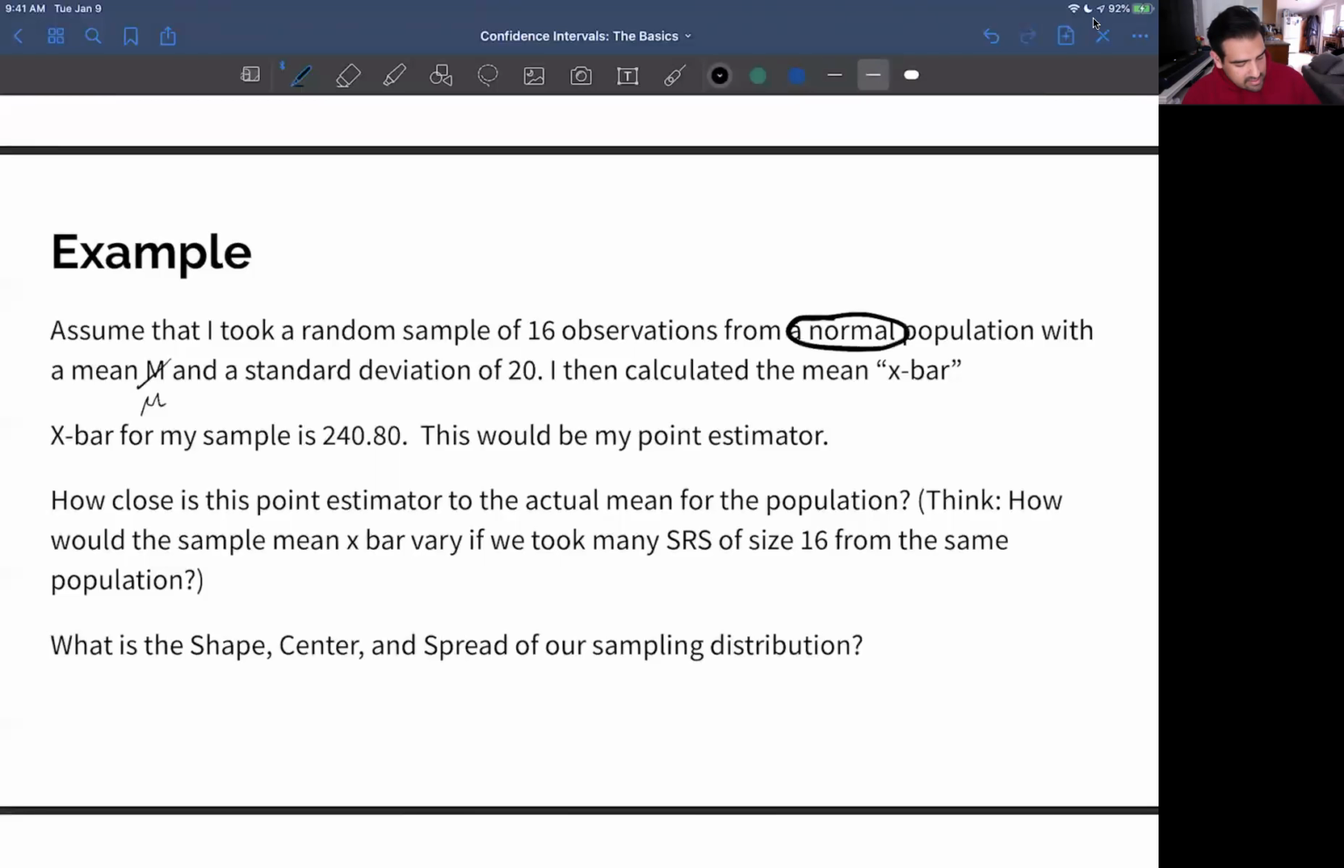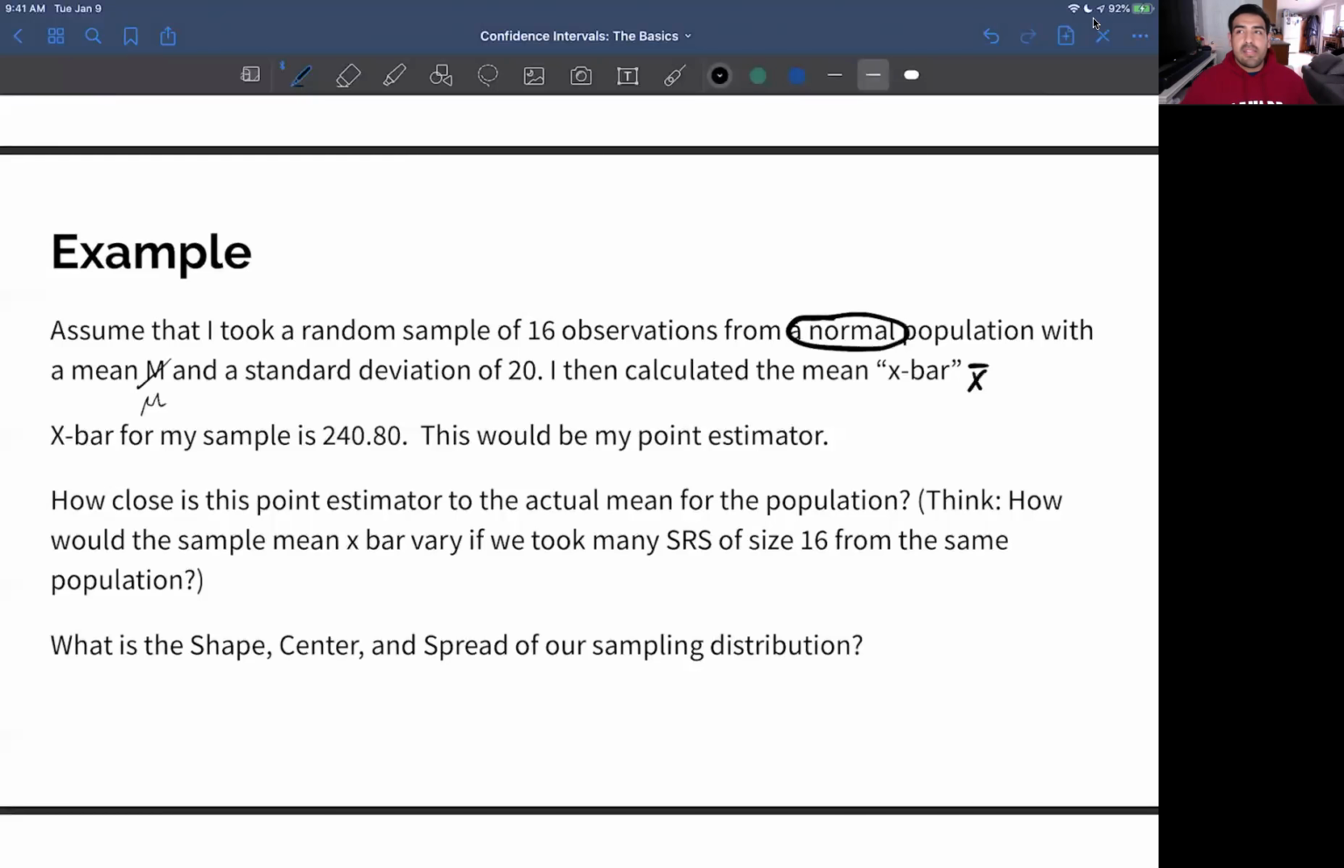We're then going to calculate X bar. So I randomly grab 16 people and I take the average of whatever I'm measuring, right? X bar for my sample is 240.8. This is my point estimator. I took a sample, I calculated the statistic, here being the average. So here's my question: how close is this point estimator, the statistic that I just collected, to the actual mean, the actual average for the entire population?